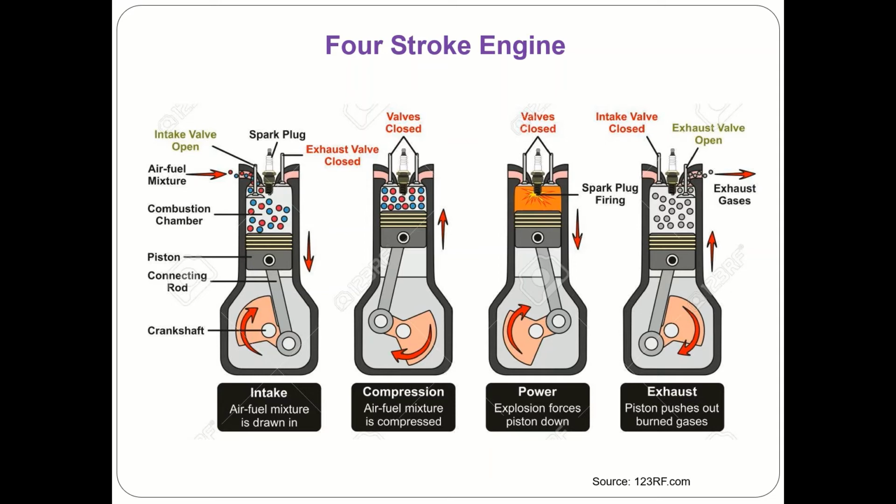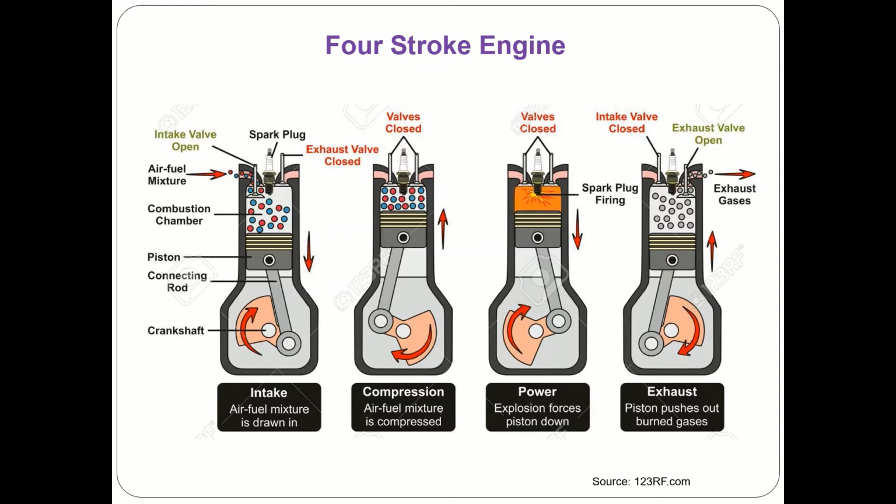reaches the top dead center, because of the combustion, it is forced in the downward direction. That force is very high, and that results in movement of piston from top dead center to bottom dead center at high speed. The reciprocating motion of this piston is converted to rotary motion and we get power output at the crank. So this is called a power stroke.